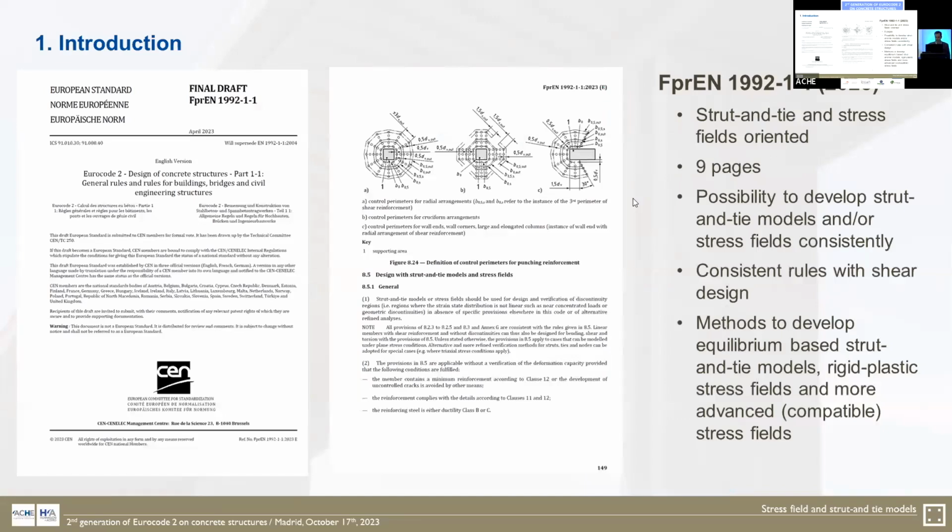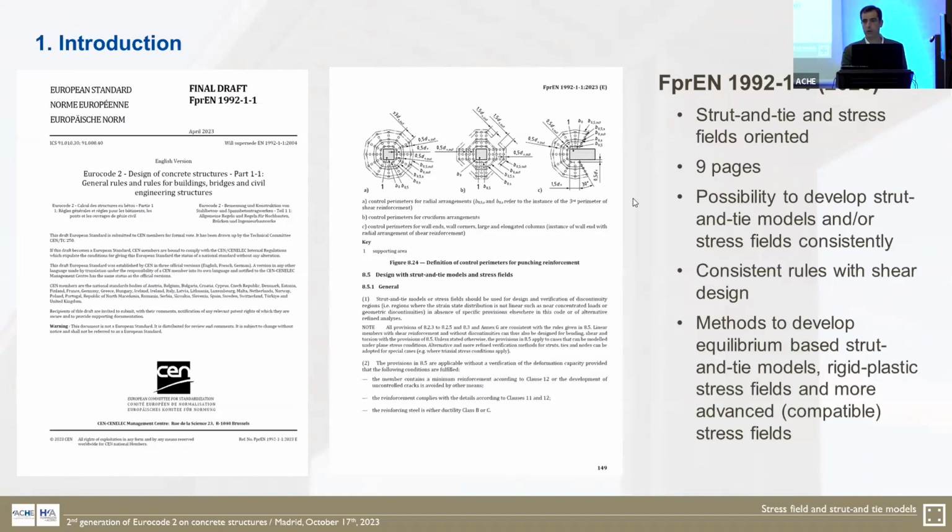So these are the provisions that you may find in the FprEN. And you will notice, these are strut and tie and stress field oriented. So it is being dedicated to both issues, and also in the sense that you can go from one to the other. So they are not visions completely separated, but that you may work in some cases with one, in some cases with the other. You may combine them, and this is perhaps the most efficient manner to do that. The price has been that it has increased the size from 4 pages to 9, but it provides this possibility to develop strut and tie and stress field consistently.